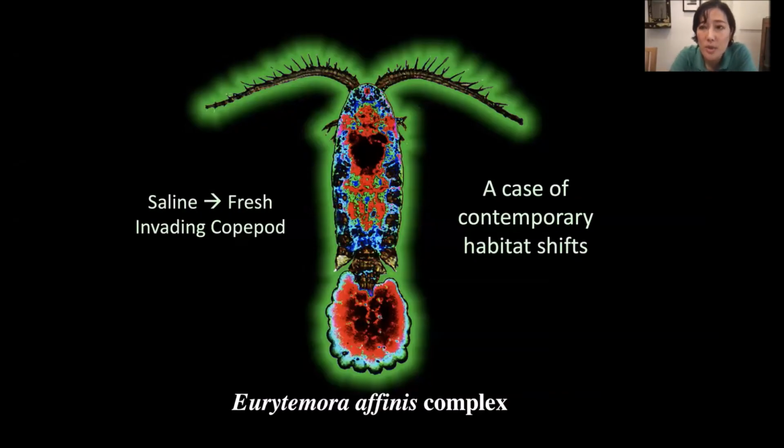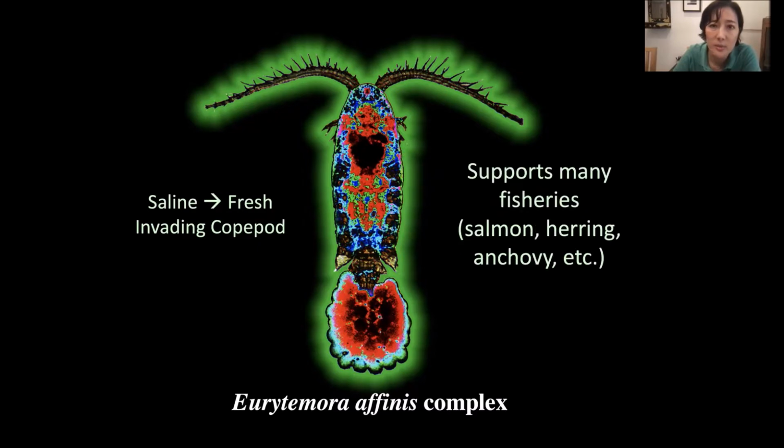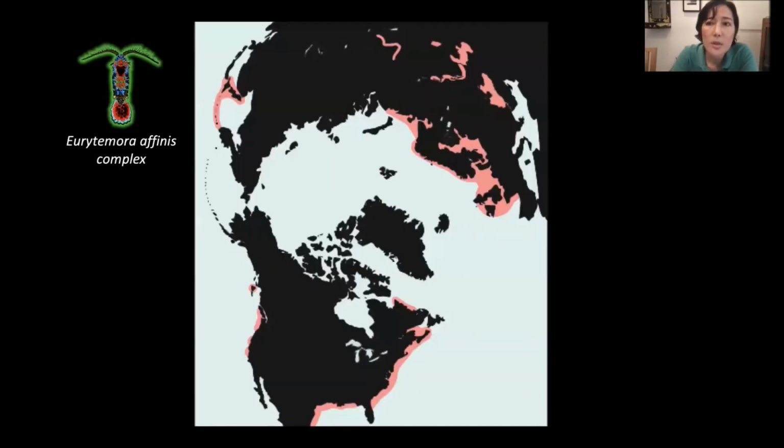So to address these questions, we are using the charismatic microfauna, the copepod, 1.5 millimeter plankton species, Eurytemora affinis complex. Like Drosophila, they have a generation time of about 20 days. They're great to work with in the lab. And this species happens to be ecologically incredibly important because it supports many really important fisheries throughout the world, including herring, anchovy, and salmon. So the native range of this copepod spans high latitude distributions, coastal waters, and estuaries in North America, Europe, and Asia, shown here in pink.